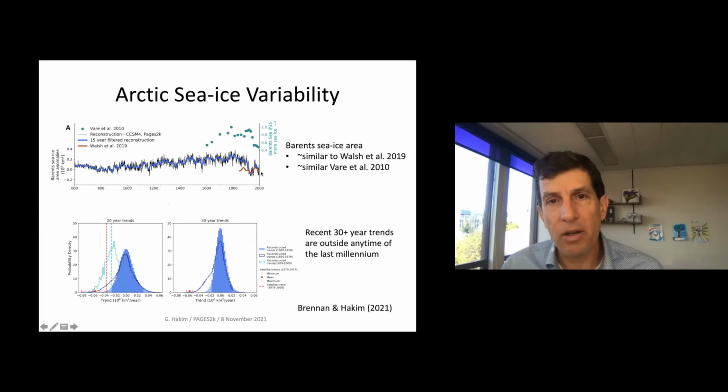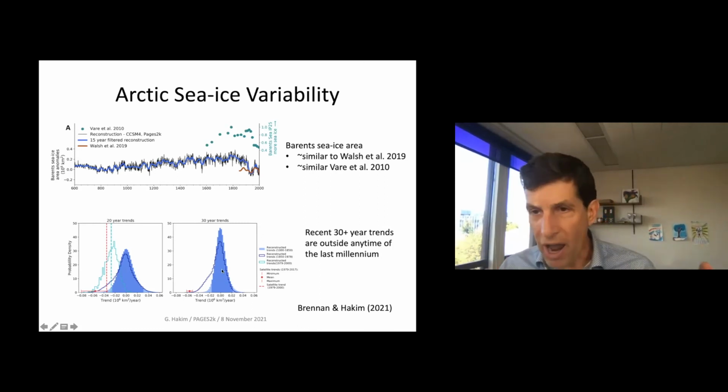So Katie's compared these results with Walsh et al. on a regional basis. So we're looking here at just the Barents Sea and also direct, completely independent estimates of sea ice from proxy measurements. So this is the IP25 proxy from Vare et al. 2010. And we see something qualitatively similar. That is a peak during the crescendo of the Little Ice Age, decline during the 20th century, and a decline back further in time.